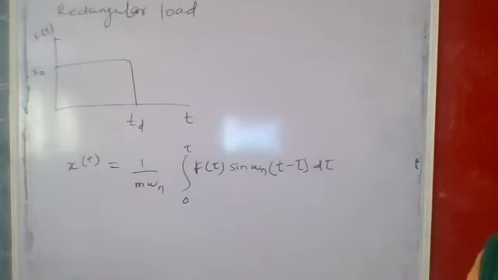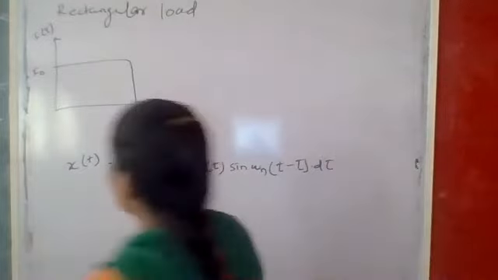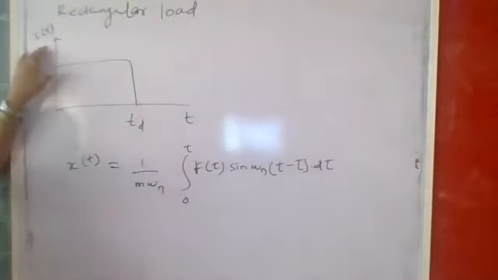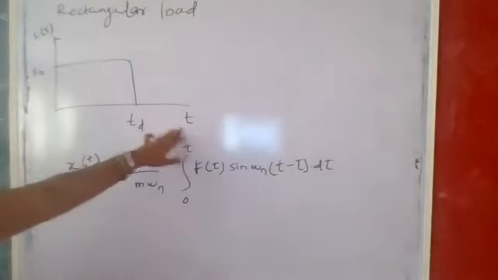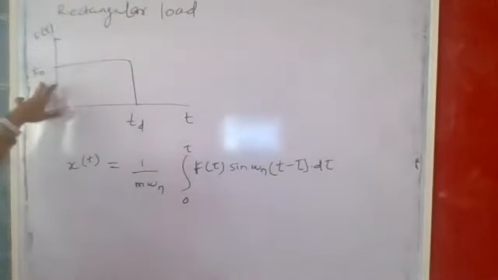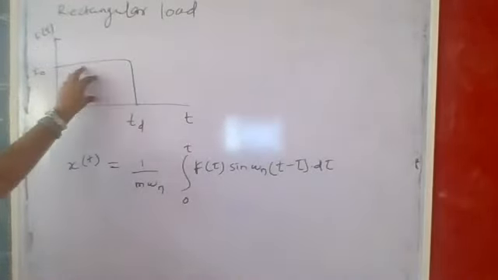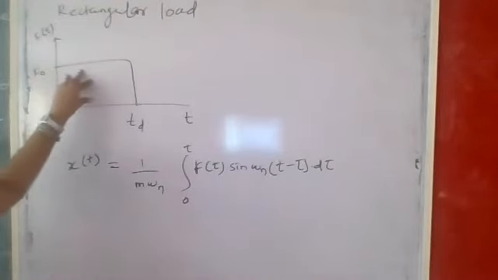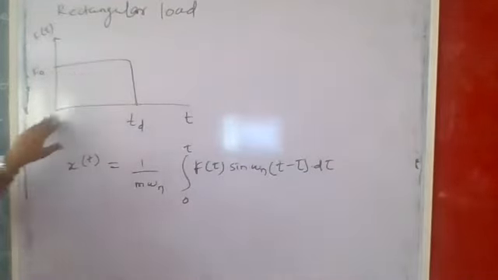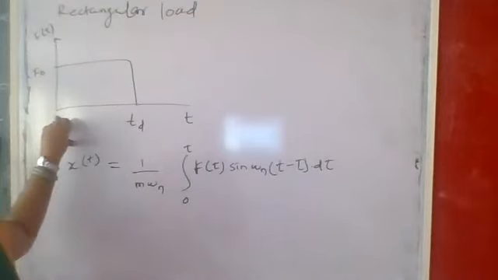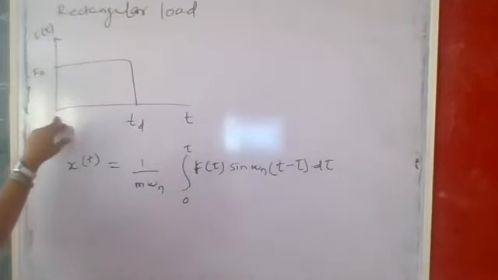The equation can be written based on the Duhamel's integral. Okay, you can see here this is the F of tau, that is the impulse force, that is the time period as TD. Where the cross sectional area is this, that is the rectangular cross sectional area over here. At time t is equal to 0, the initial velocity and the initial displacement are both 0.